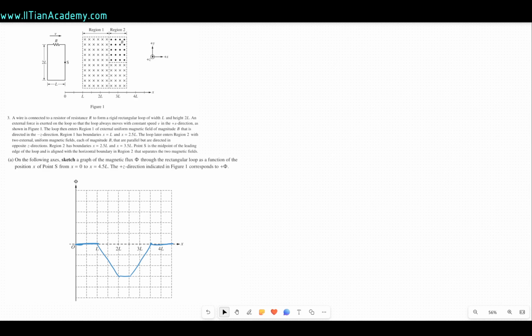And so we could have also drawn this on the positive side of the axis, but since the question doesn't specify anything really here, either way is fine.